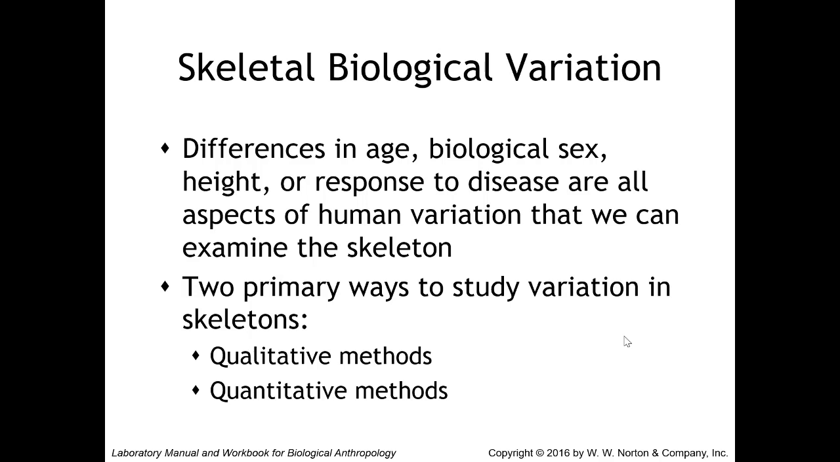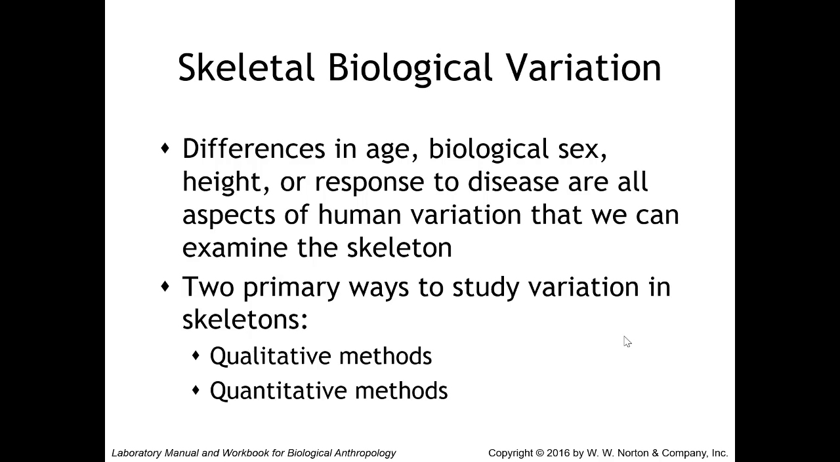So when we're doing research, and research in general, not just forensic and bioarchaeological, there are two primary ways to study variation, right, in any research. Qualitative methods and quantitative methods. So qualitative methods are methods where we observe the variation of the bones by visual inspection. So I think of quality, right? And then quantitative methods is where we actually measure the characteristics of the bones or the teeth. So I think numbers. Anything that has to do with numbers automatically goes into quantitative methods.